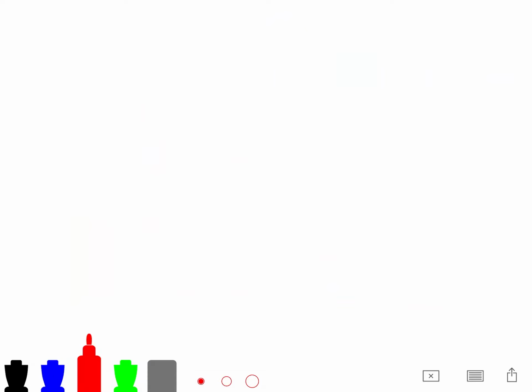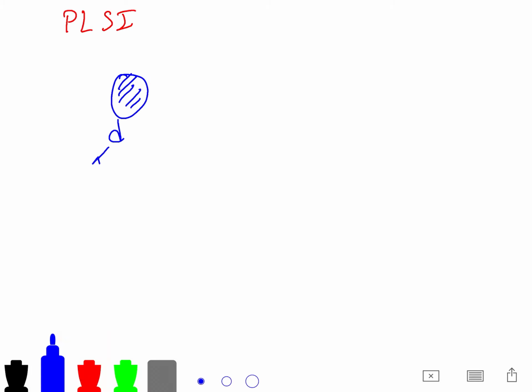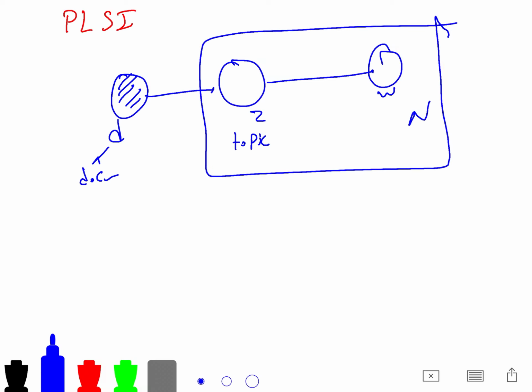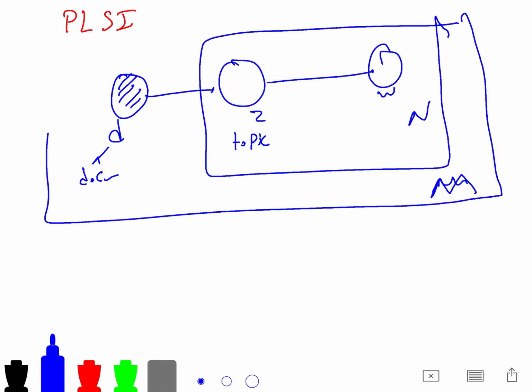Okay, so let's talk about PLSI. So we have D documents. You have Z topics. You have words. You have n words, M documents. Same as before, you have M documents.